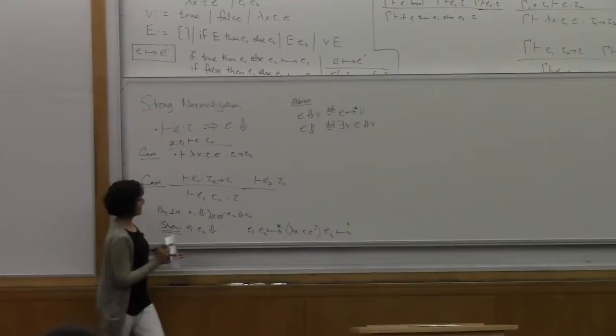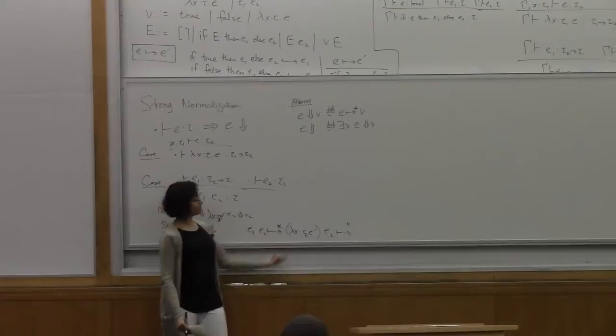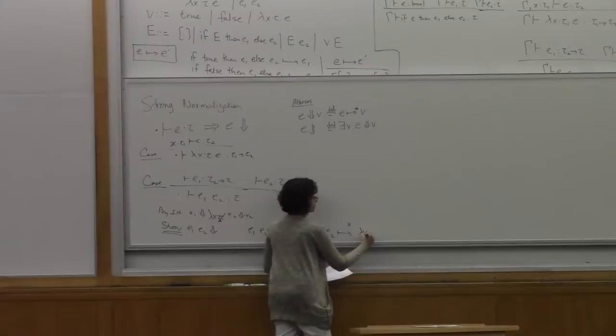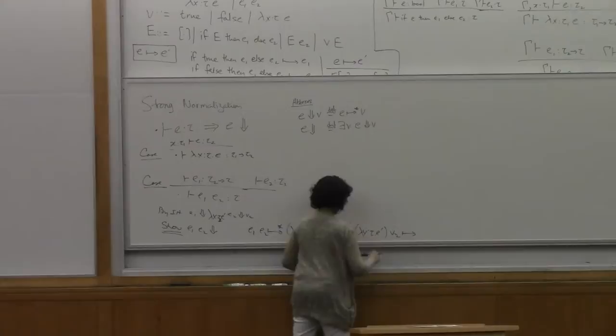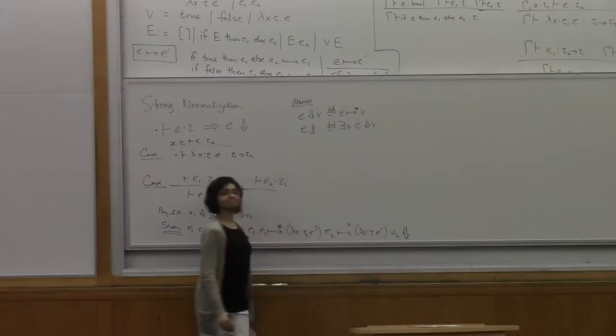Okay, so E1 E2 evaluates to some lambda, and then with some more steps, we get to lambda x dot E prime applied to V2. And now we have to show that that expression terminates. Right, that's our remaining proof obligation.